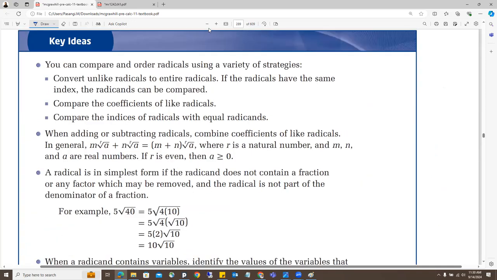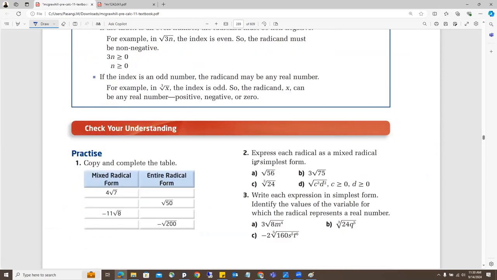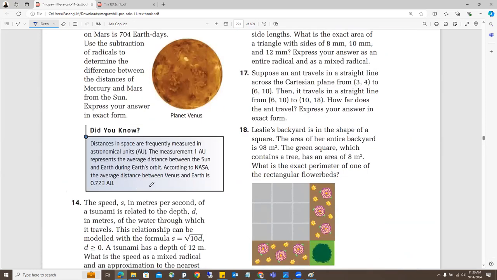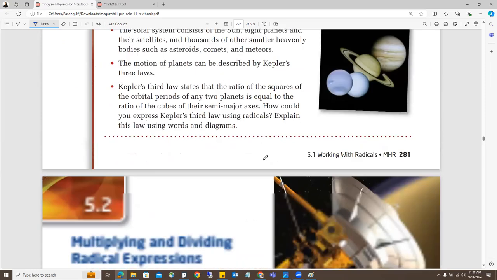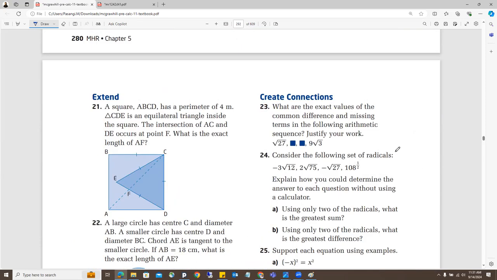So you can do the key ideas, that means the summary of what we did for the first half, and then check your understanding. Here they have the mixed exercises. This one is also homework. So you can complete the entire thing. We have completed up to the addition and subtraction part. From your content, we have completed first, second, and third. We have to do the multiplication and division and also the equation part. So 5.1 is done. You can do all the exercises up to 5.1.